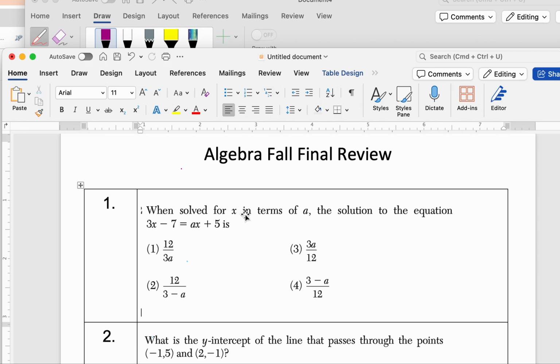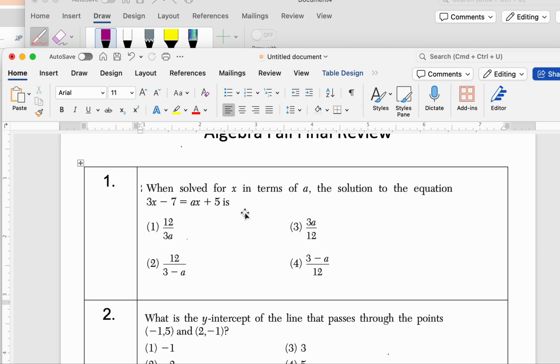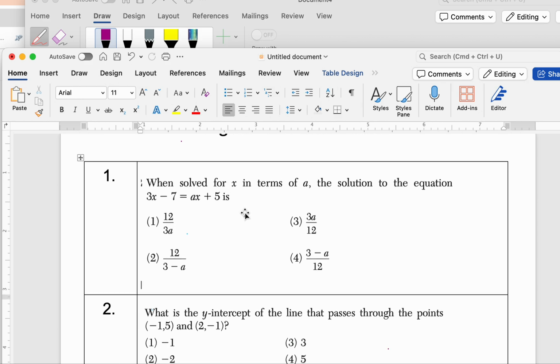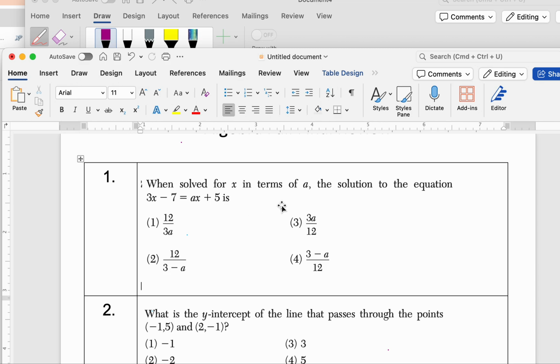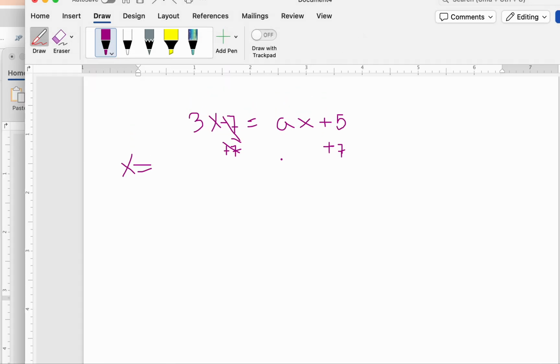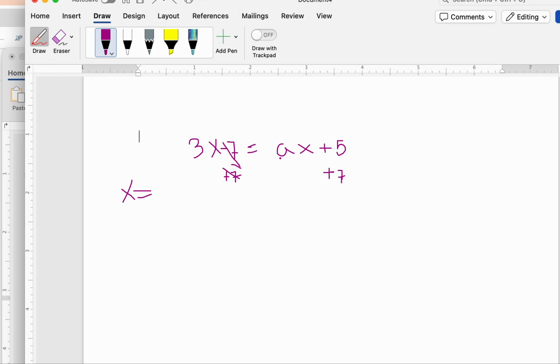Solve for x in terms of a. The solution to the equation 3x minus 7 equals ax plus 5 is... right? We're solving for x in terms of a, so we want to end up with x on one side and then everything else, or even just a, on the other, okay? So I rewrote the equation, and the first thing I did was get rid of the 7.